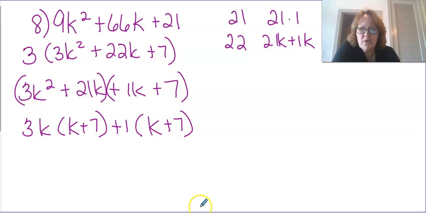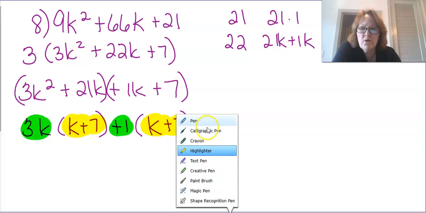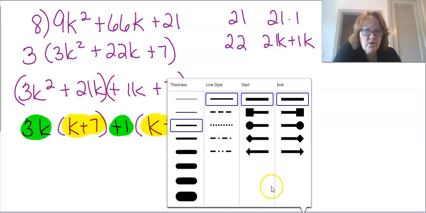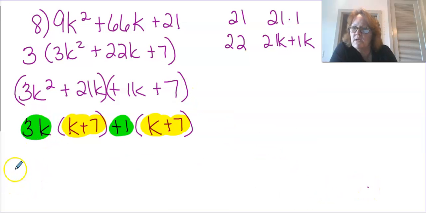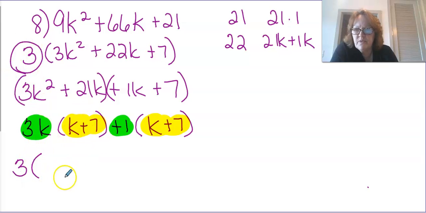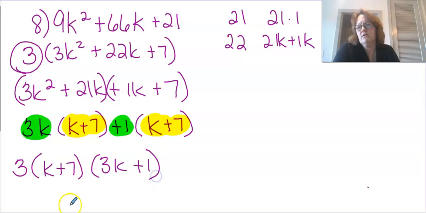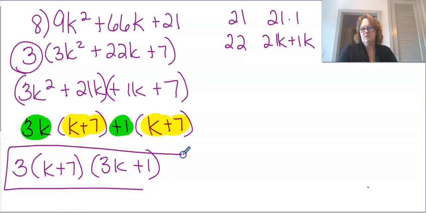Okay, so now these two are the same. So that's one of the factors. And then, of course, this is the other factor, other binomial. Don't forget, though, you had that 3 on the outside. So we need the original 3, which is this right here. And then this binomial, k plus 7. And then the green one, 3k plus 1. All right, and so that is the answer.